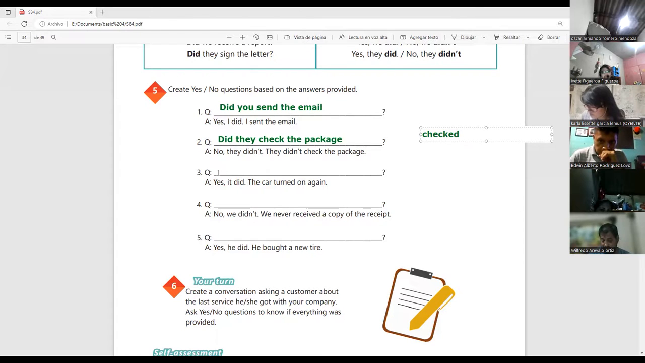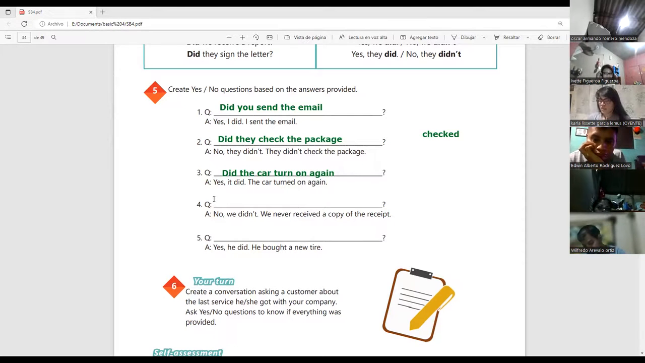Sería... Did the car turn it on again? ¿Con ED o sin ED? Sin ED. Turn on again. Did the car turn on again? Yes, it did. The car turned on again. Very good. Okay. Excellent. Very good, Yvette. Nice. Well done. Thank you.